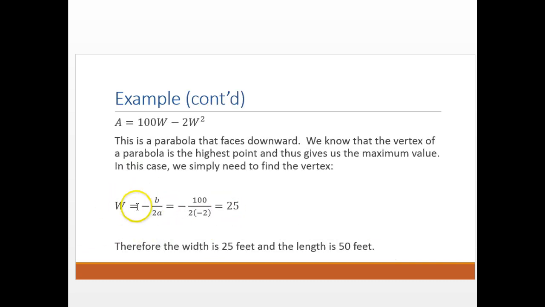I'm going to look for W = −b/2a. In this case, it's written a little bit odd. My a is actually −2, and my b is 100. So this is −100 over 2 times −2, which is 25. Therefore, the width is 25, and I defined the length to be 100 − 2 times the width, so the length is 50. So a width of 25 and a length of 50 gives me the maximum area for the pen.